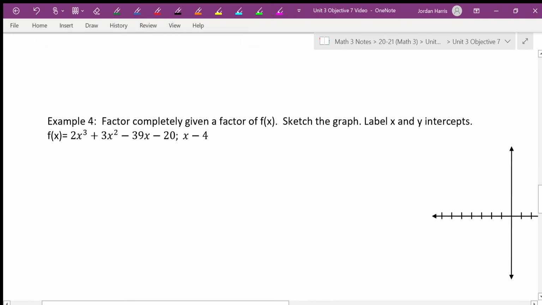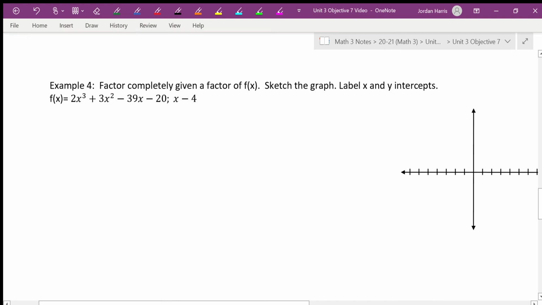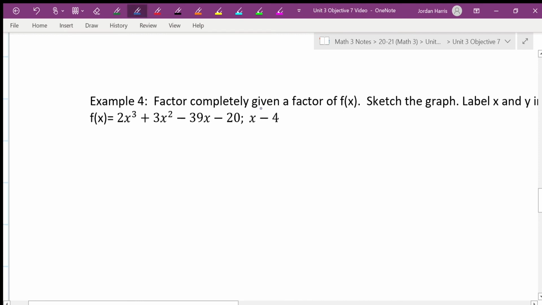Factor completely given a factor of f of x. Sketch the graph. Label x and y-intercepts. All right, so we have a lot of work to do here. So first we have to factor this out. They're giving us the factor x minus 4. So I need the 0, which is positive 4. That goes in the box.